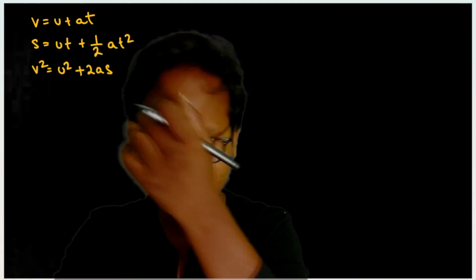And the rotational equivalent is nothing but omega final is equal to omega initial plus alpha t. So you know the rotational equivalent. Okay, theta is equal to omega initial t plus half into alpha t square. And this one is already known. Okay, omega final square is equal to omega initial square plus 2 into alpha into theta.